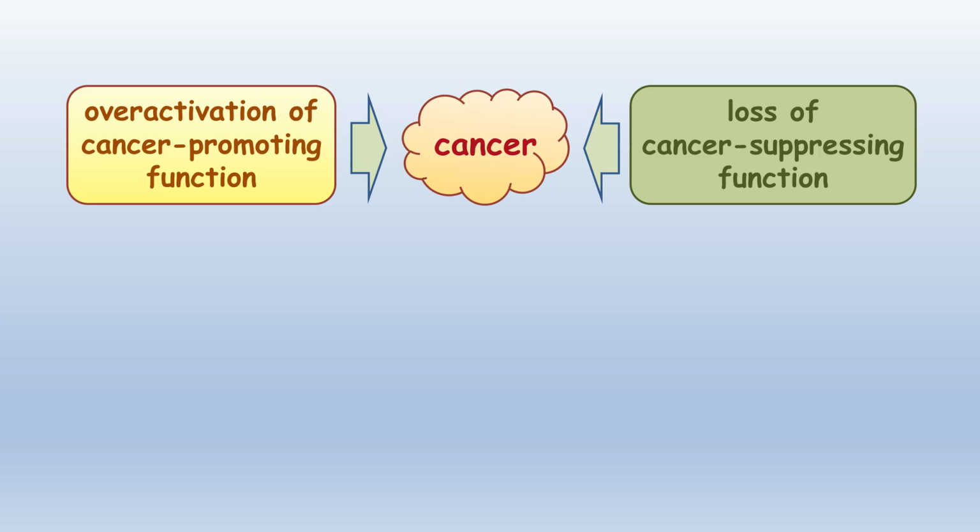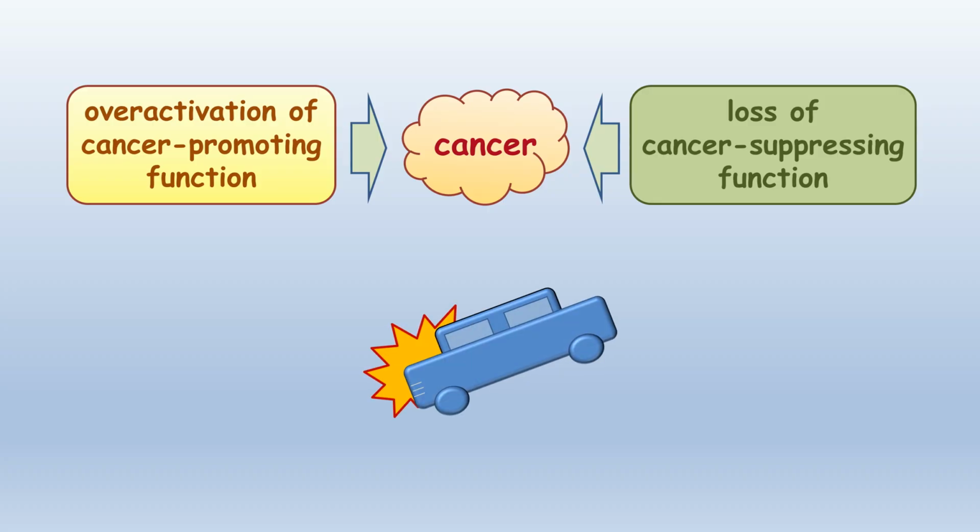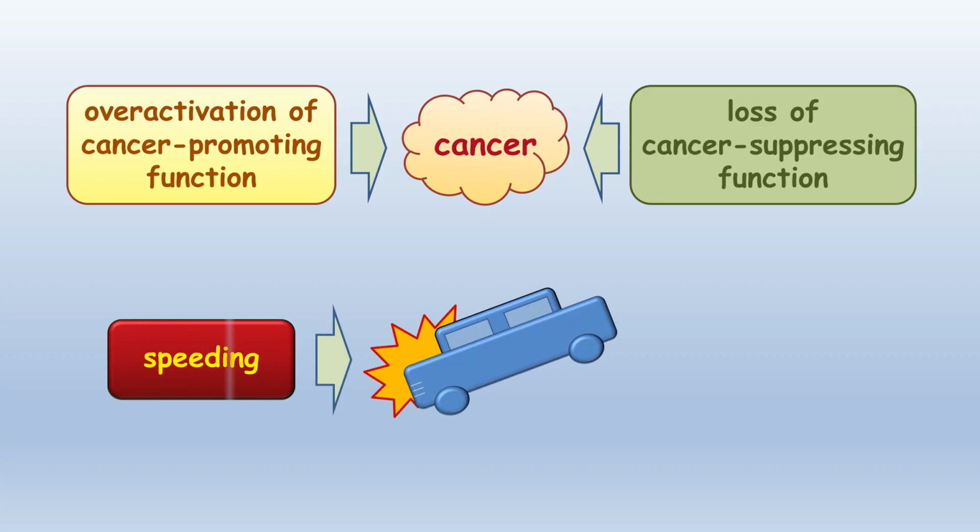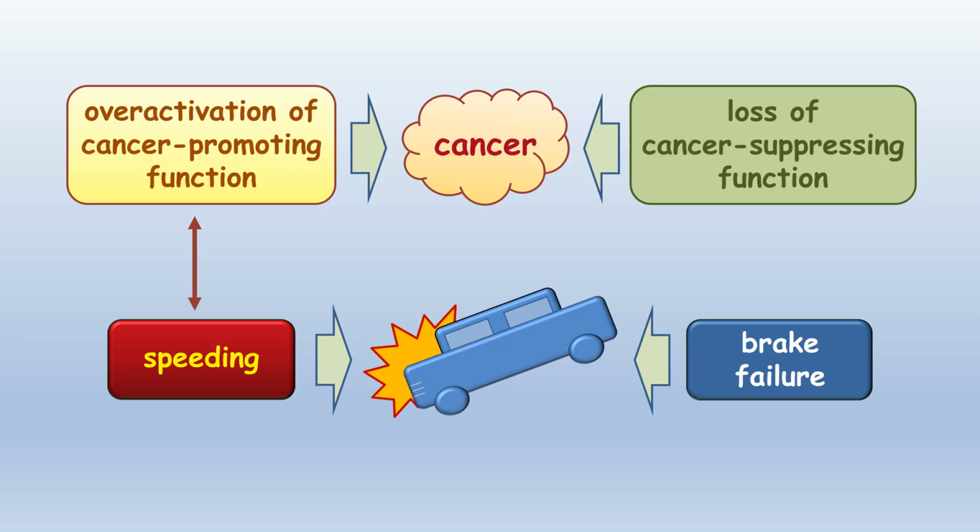In this regard, you can think of cancer like a car accident. One way an accident can happen is by pressing the gas pedal too hard, causing the car to speed out of control. This is similar to cancer-promoting genes becoming overactive. But even if you don't press the gas pedal too hard, an accident can still happen if the brakes fail. That's like losing the functions of cancer-suppressing genes.